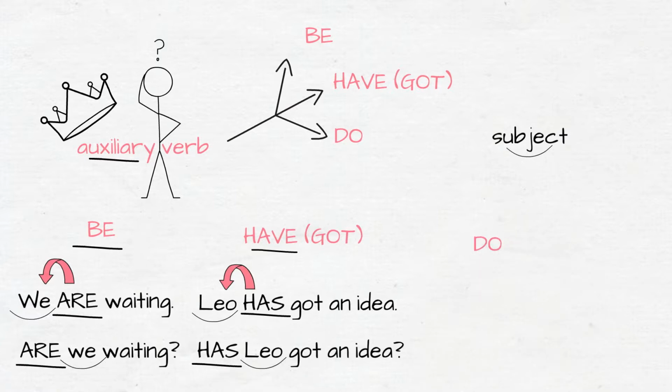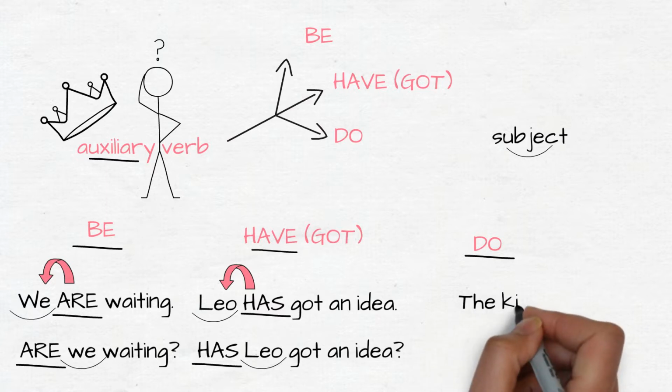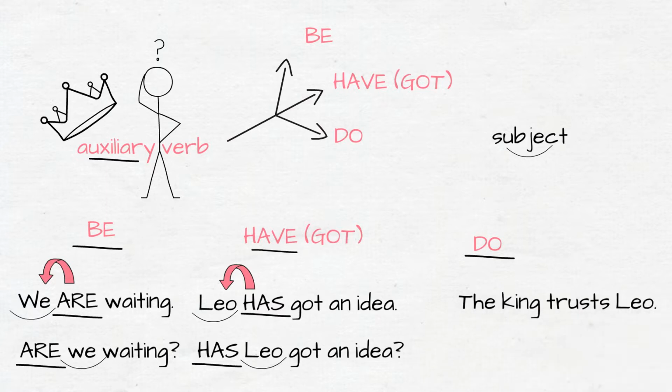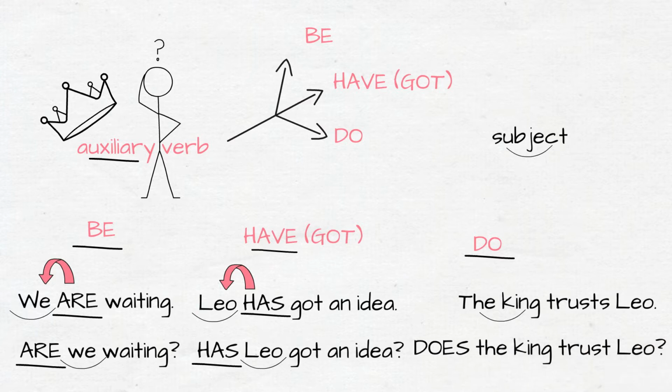Do. Well, this one is not an example of inversion, but you can see that the auxiliary goes before the subject. The king trusts Leo. Does the king trust Leo? Easy, isn't it?